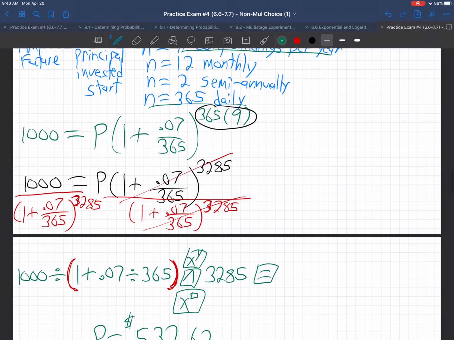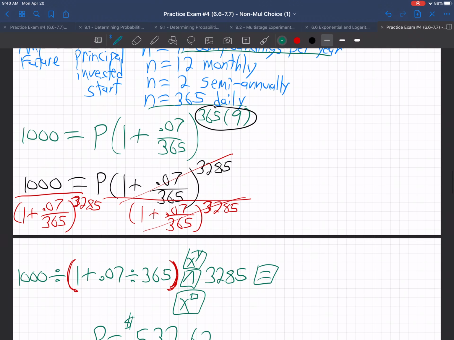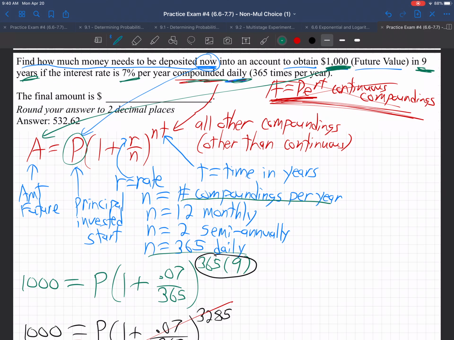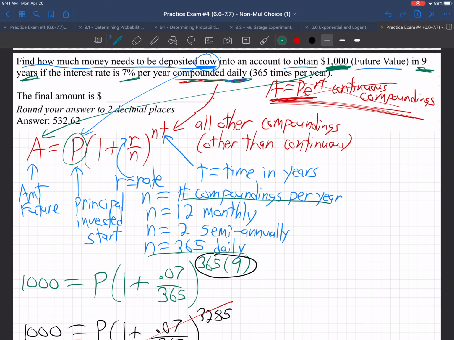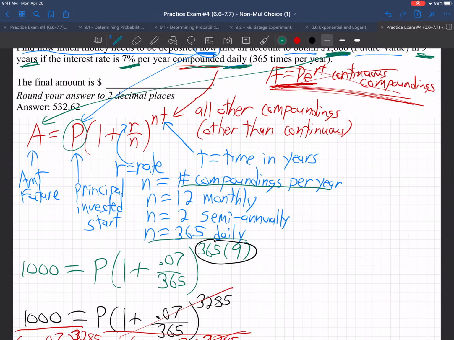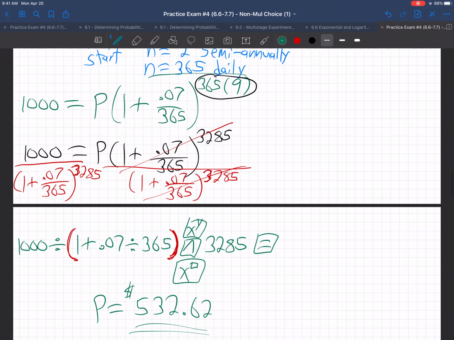That's impressive, isn't it? $532.62 will grow to become $1,000. You'll gain almost $500 in 9 years if you just invest it and leave it at 7% compounded daily. It'll grow to become $1,000 in 9 years. You get free $500 about. There we go.